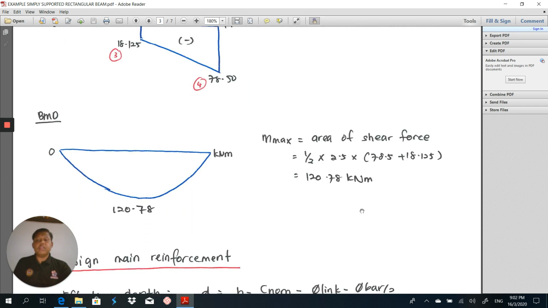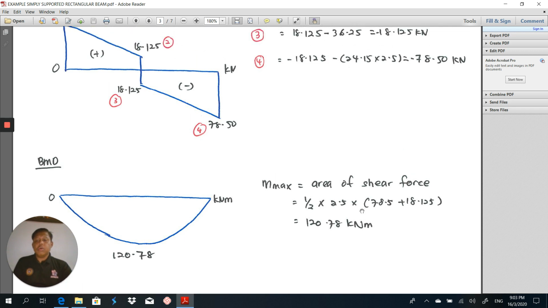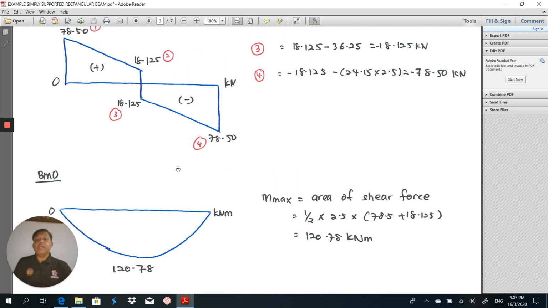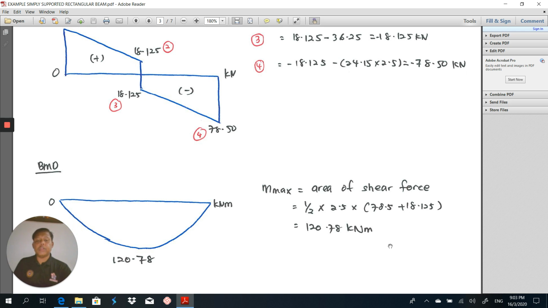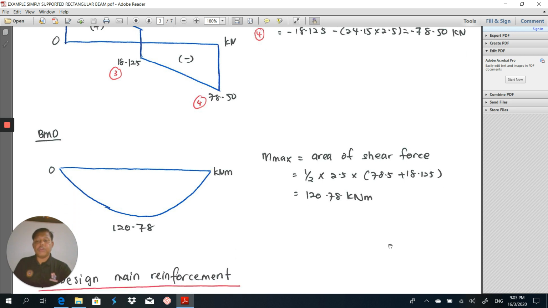How to draw or determine the bending moment diagram? So this is the shortest way. In this case, we can use this analogy or this concept: the maximum moment of this beam is equal to the area of the shear force. Therefore, it's equal to half times 2.5, which is the distance of this shear force, and then times 78.5 plus 18.125, because this is a trapezoid. Then we get the answer of the maximum moment, which is equal to 120.78 kilonewton meter.